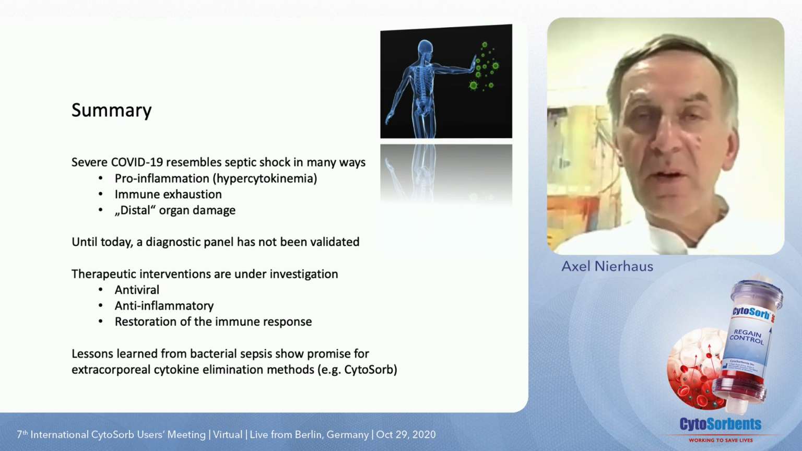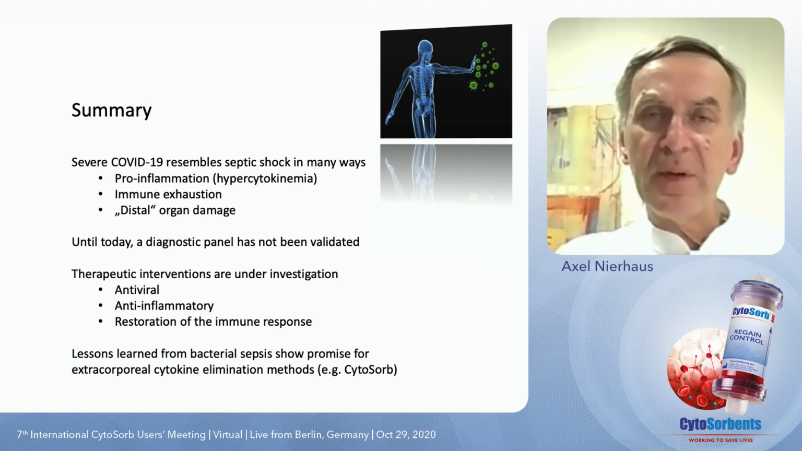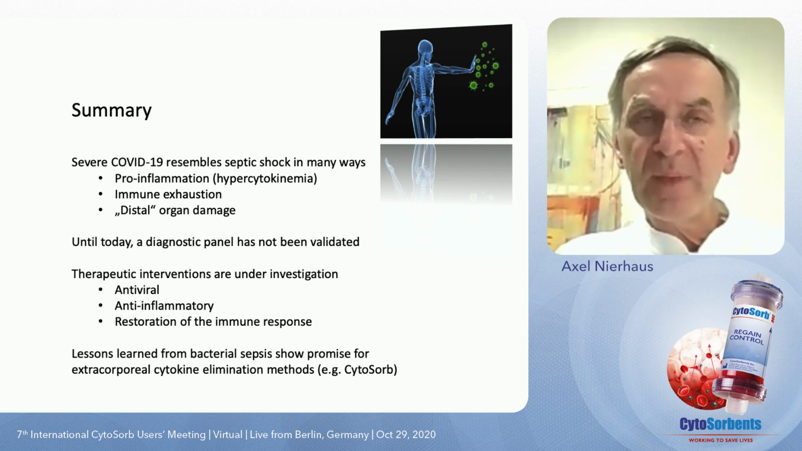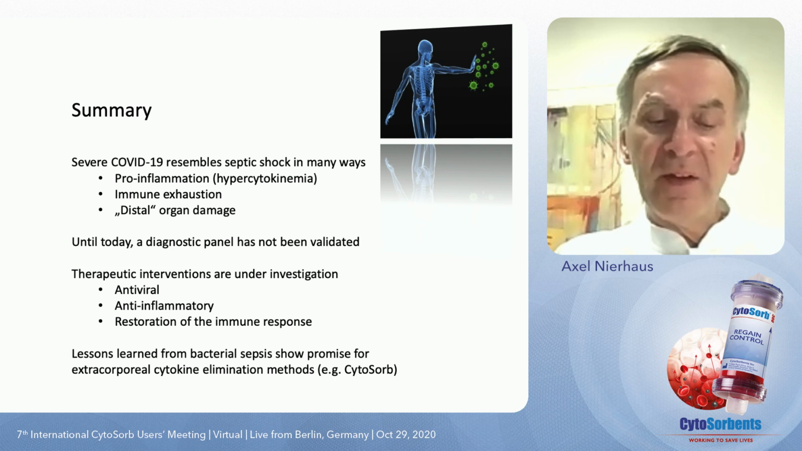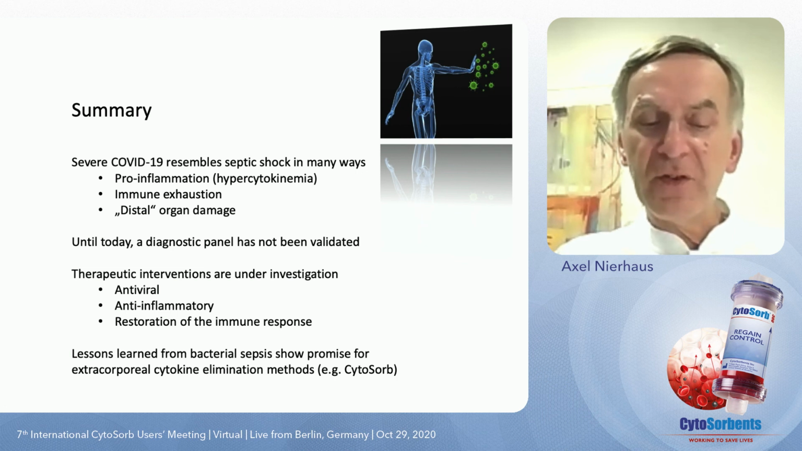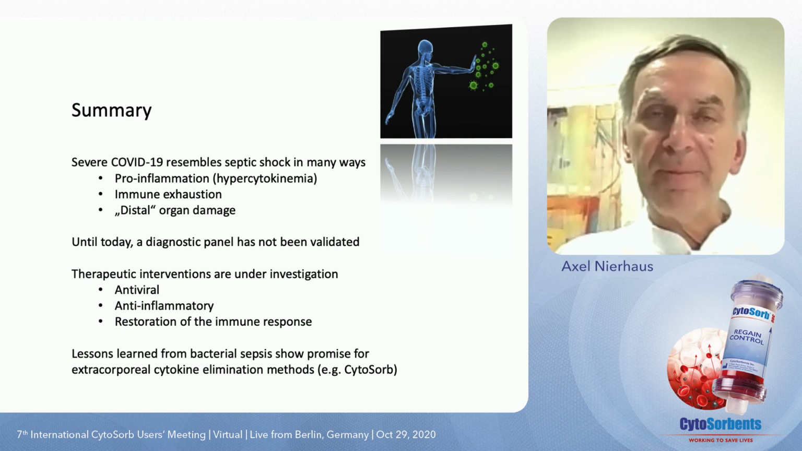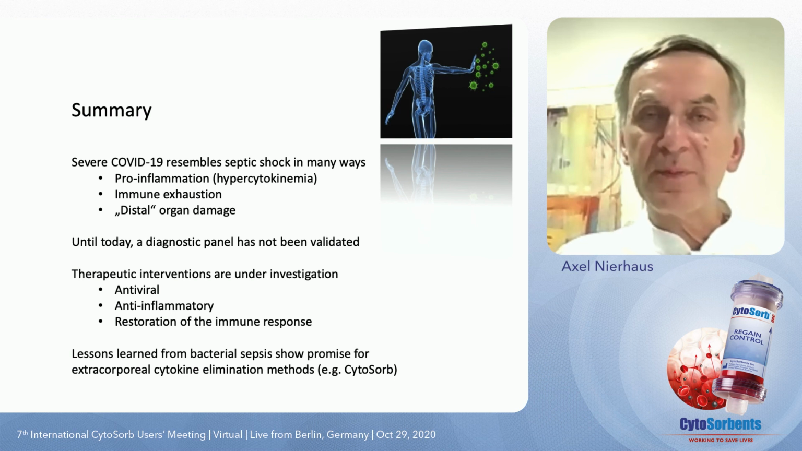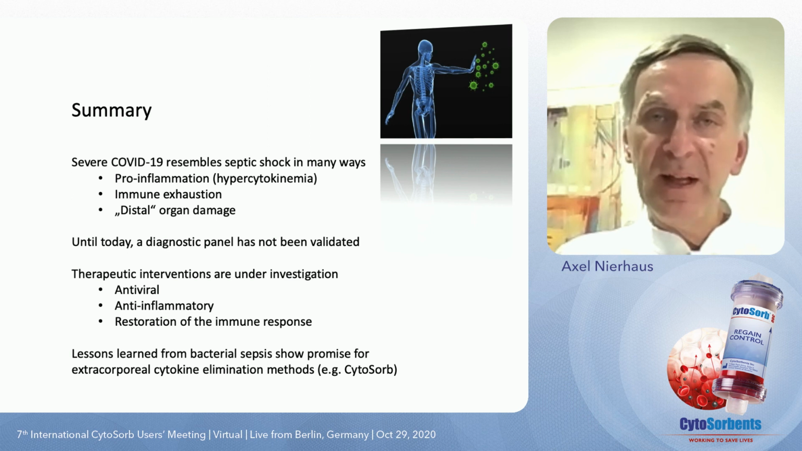And there's also, as you know, at least in the protracted cases, distal organ damage in terms of liver damage, renal failure, etc. Until today, a diagnostic panel concerning the immune status of these patients has not been validated. I think many groups are working on this currently, and therapeutic interventions are under investigation, like antiviral drugs, anti-inflammatory drugs, and maybe also restoration of the compromised immune response, which I think is a very promising aspect.